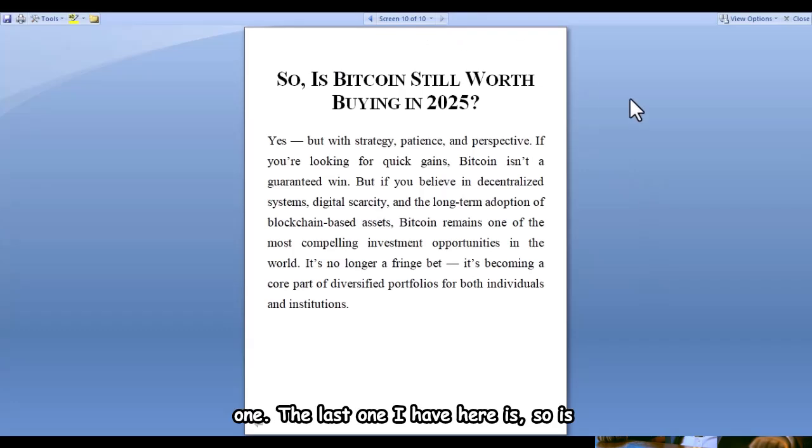The last one I have here is: so, is Bitcoin still worth buying in 2025? Of course, my answer is yes, but with strategy, patience and perspective. If you are looking for quick gains, Bitcoin isn't a guaranteed win, but if you believe in decentralized systems, digital scarcity, and the long-term adoption of blockchain-based assets, Bitcoin remains one of the most compelling investment opportunities in the world. It's no longer a fringe bet.